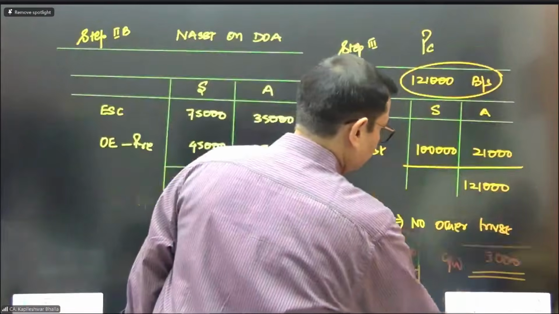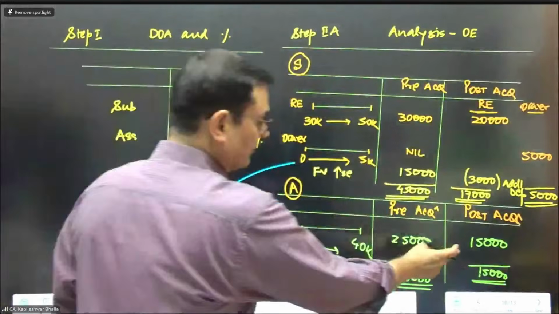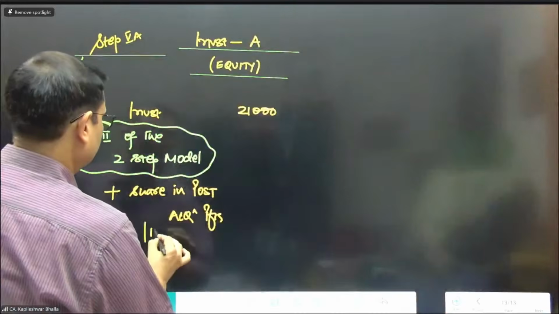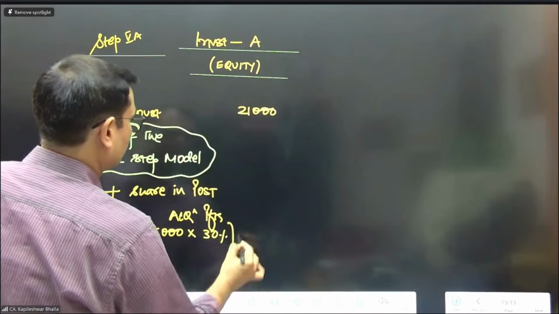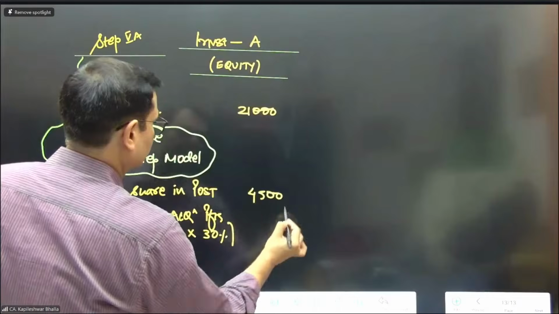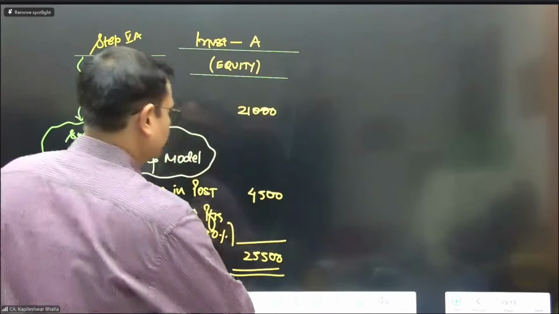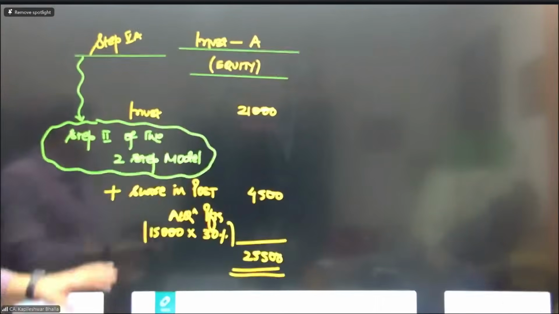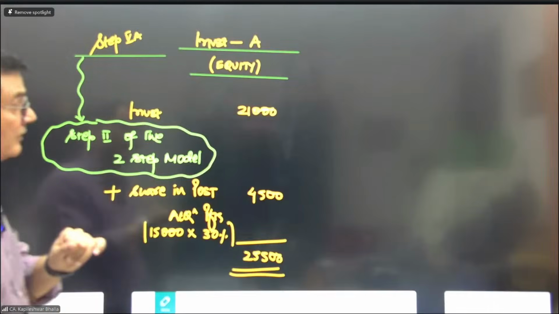The associate company in the analysis has earned a profit of 15,000. So we take 15,000 into 30%. That works out at 4,500. That's it. So this becomes 25,500. That is the net assets. That is the investment appearing in the consolidated balance sheet in this case.